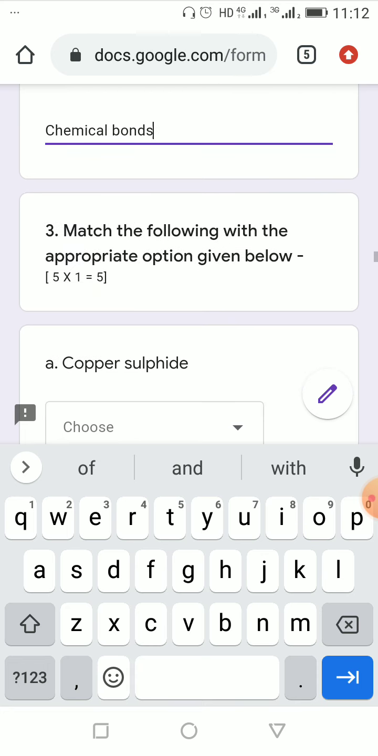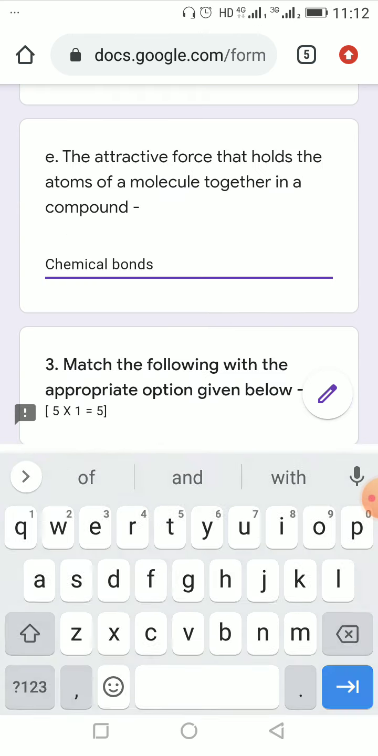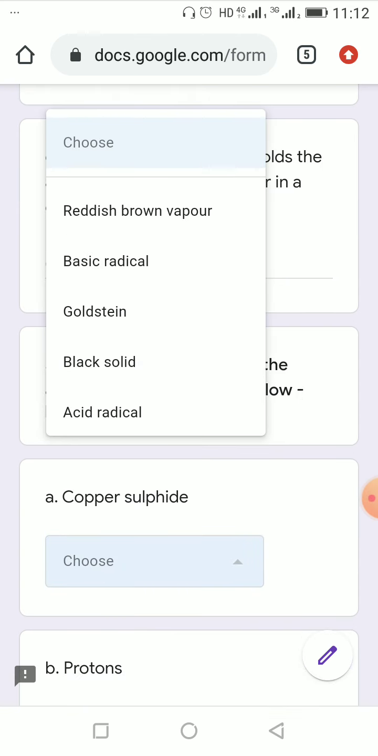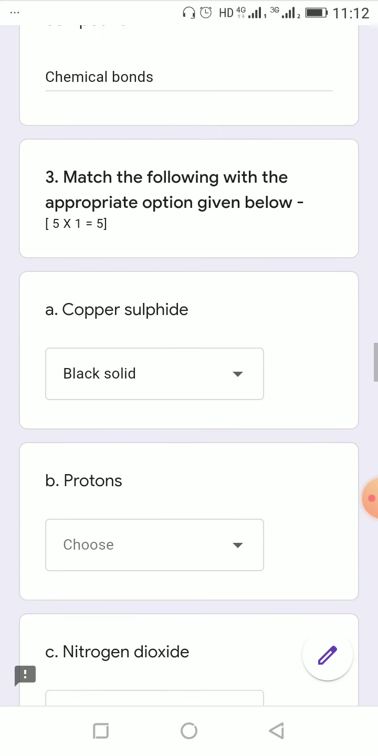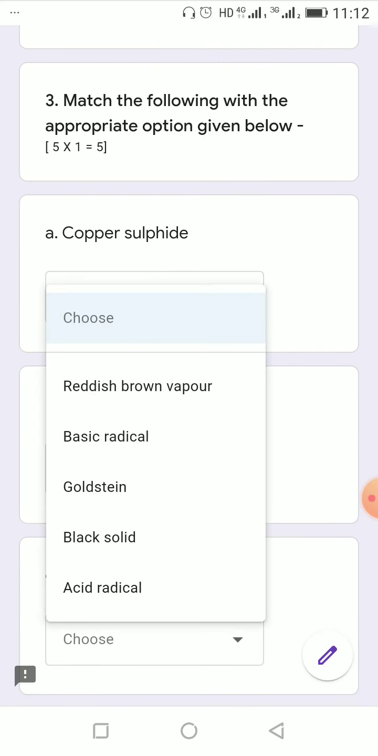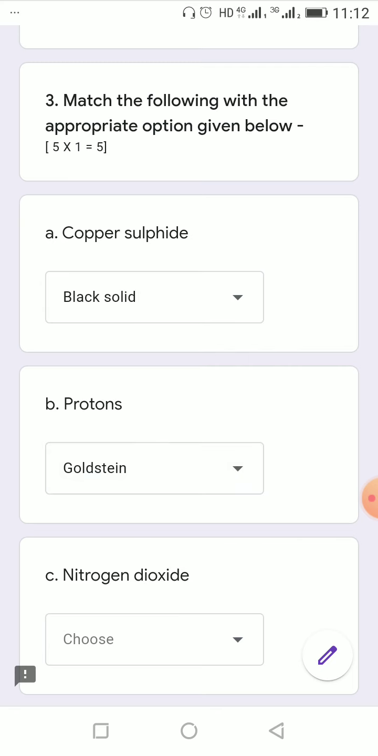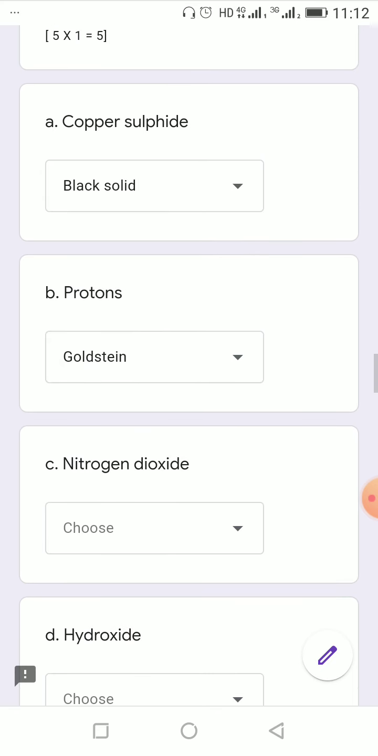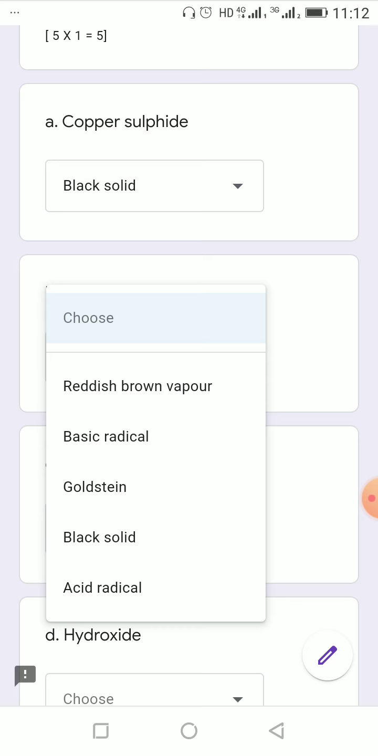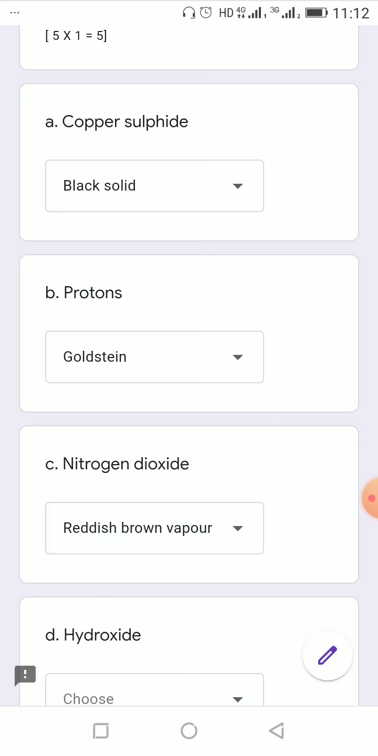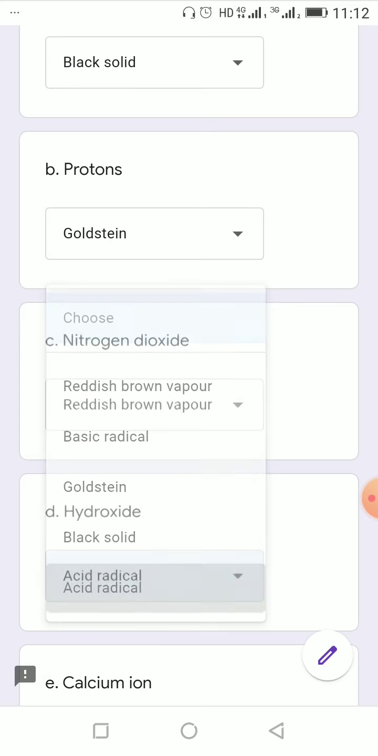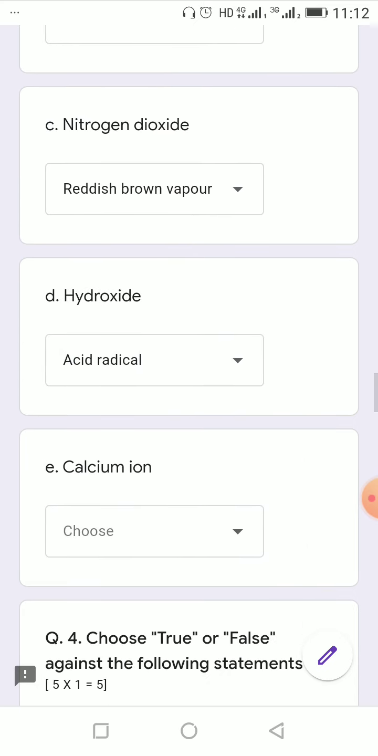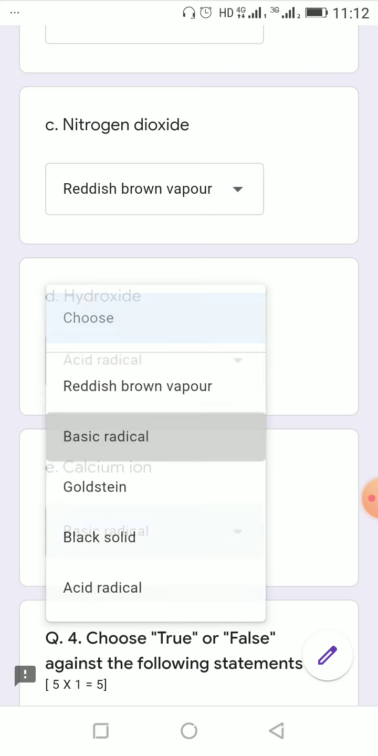Okay, next, match the following with the appropriate option given below. Copper sulfide is a black solid. Protons were discovered by Goldstein. Nitrogen dioxide is a reddish brown vapor. Hydroxide is an acid radical. Calcium ion is a basic radical.